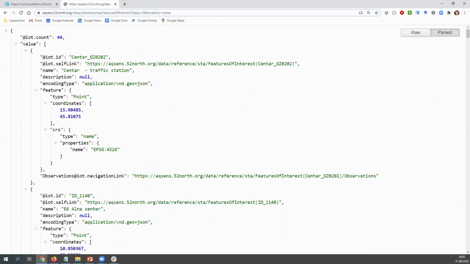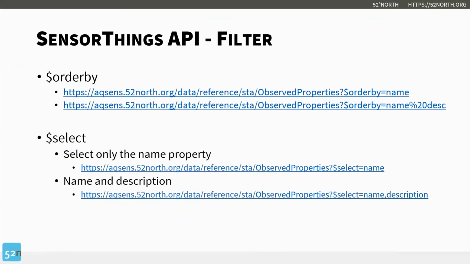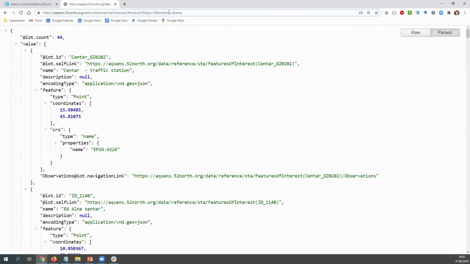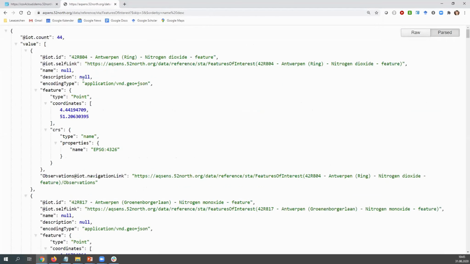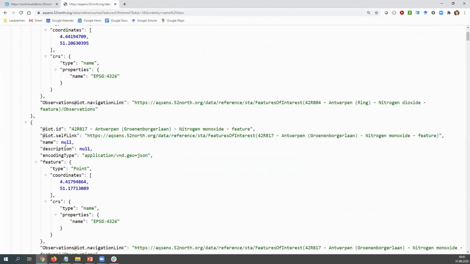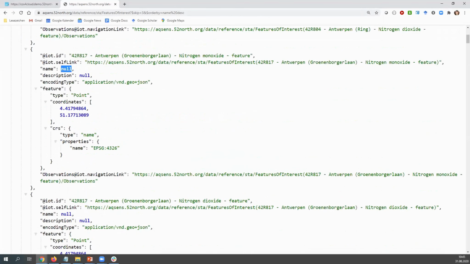Jumping around a bit. So if I add descending here, order by descending, then this direction changes here. Here we have some values which are now listed first.